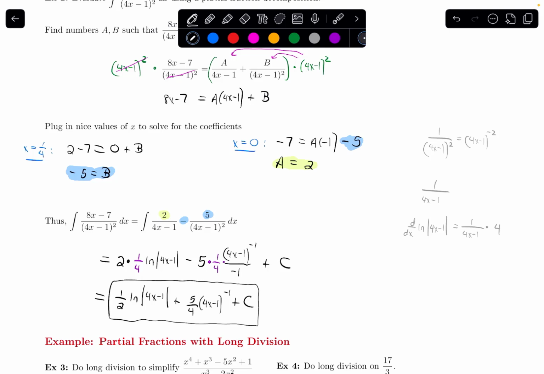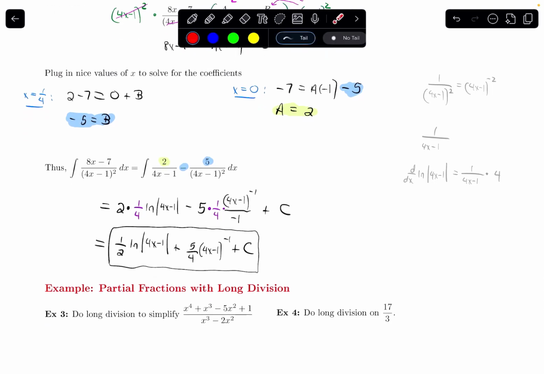In the next video, we are going to do another partial fractions example, but where we will need to do long division first to handle it.